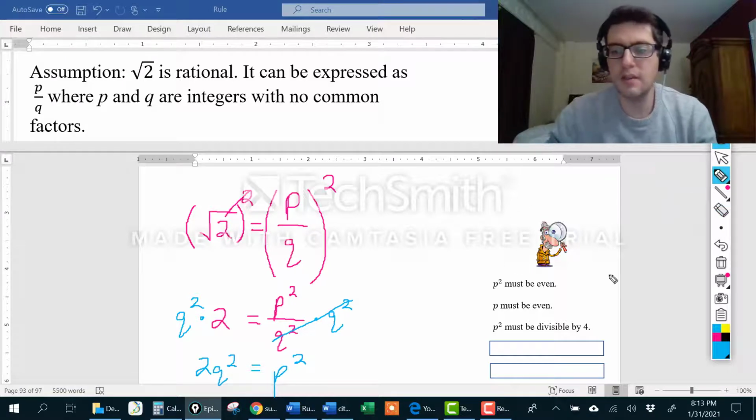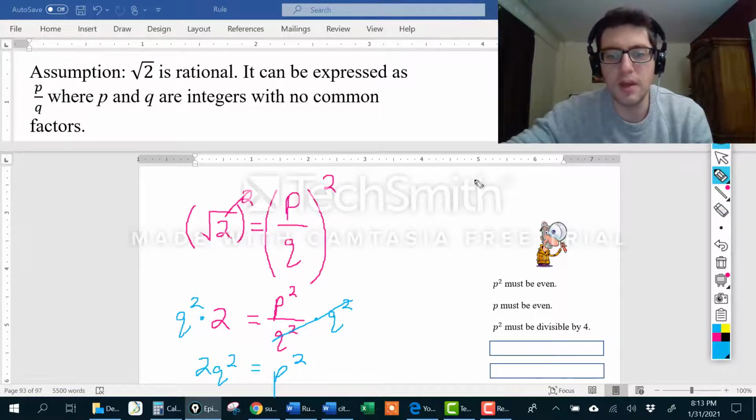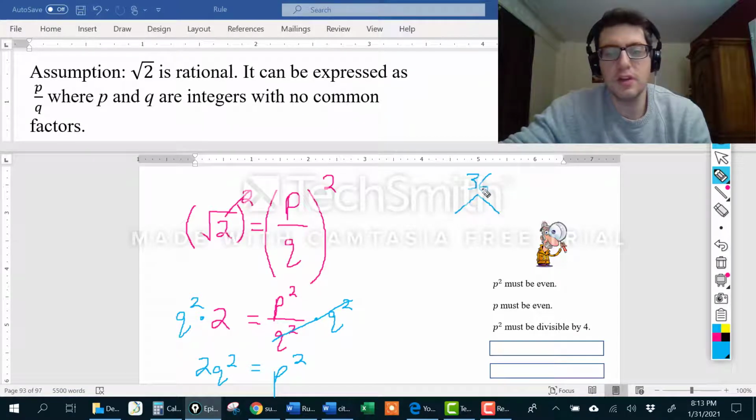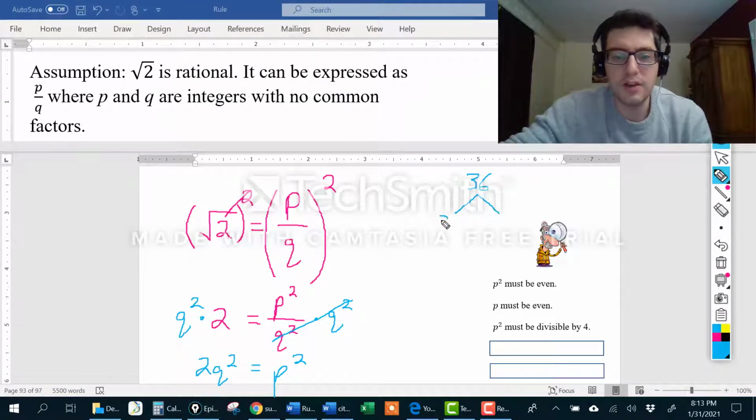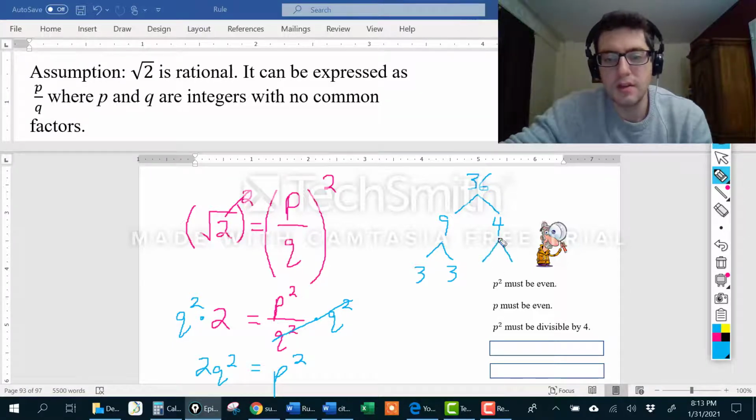all right, let's say that, you know what, let me use that number again, 36. All right, if I were to do the prime factorization of 36, then I could do 9 times 4, and over here I could do, all right, 3 times 3 is 9, and 2 times 2 is 4.